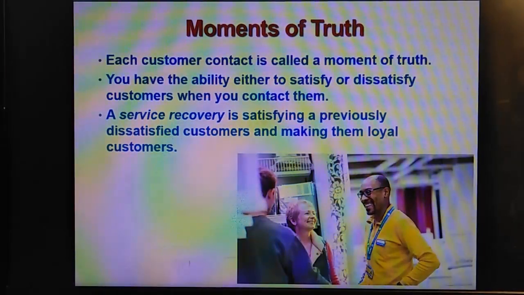Let's take a look at what is called the moment of truth. Actually, in service, the actual service quality is when you are dealing with the customer. That is the moment of truth in which a customer will find whether your service is high quality, average quality, or low quality.